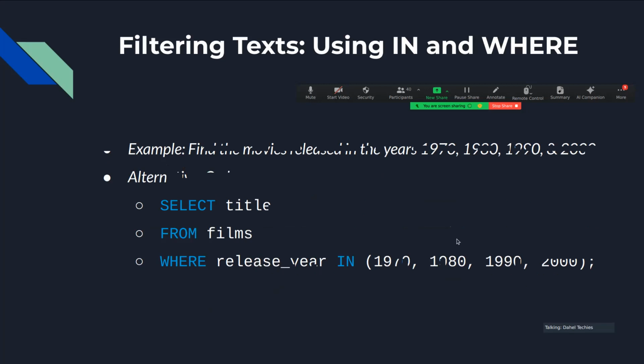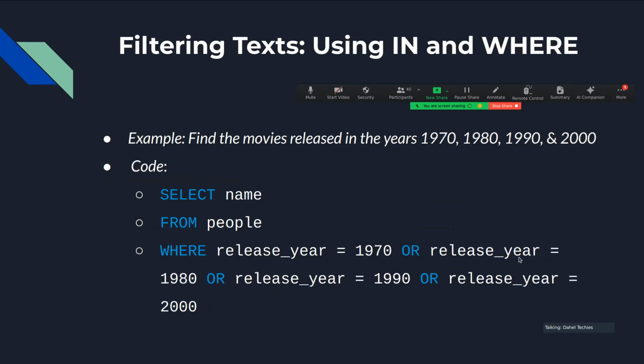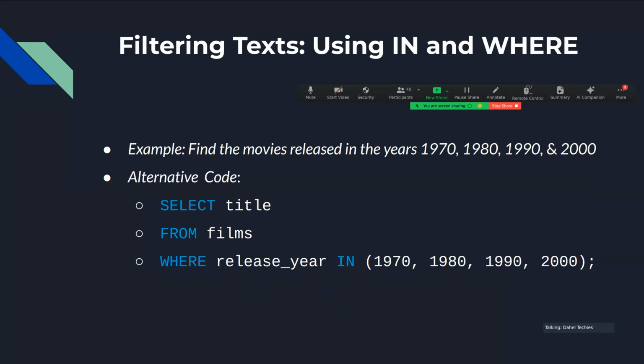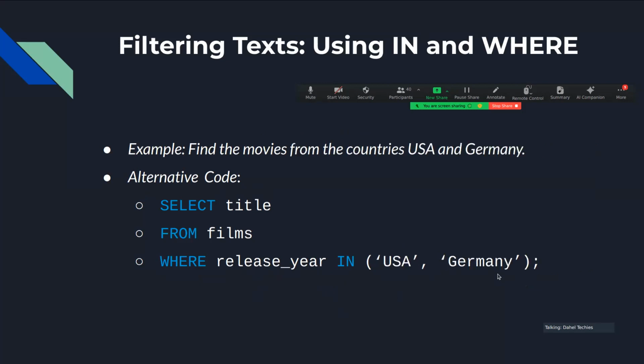So if the release year happens to be in any of these, then it's going to return the outputs, rather than you putting it this way. If you put it this way, it's still going to work. Your code is going to run, but it's going to be stressful to be typing this over and over again. If you just put all the values you're expecting in brackets, it's going to find it for you. Same thing applies to strings, not just numbers.